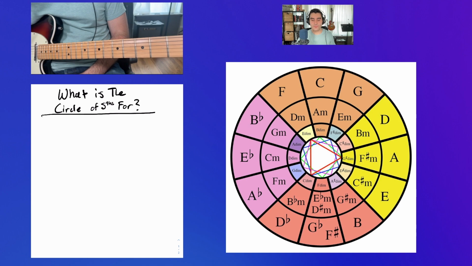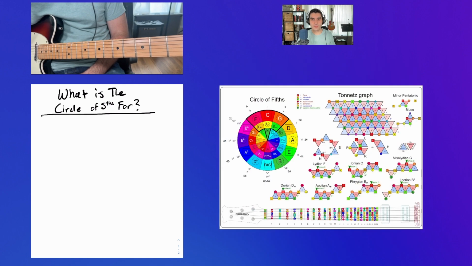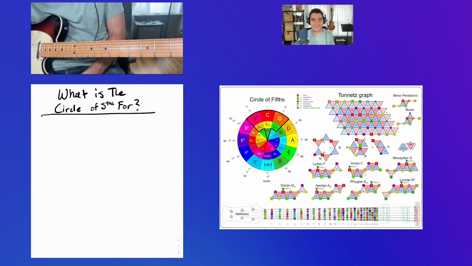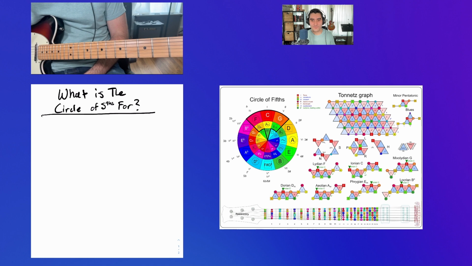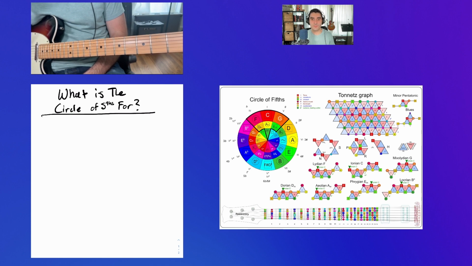Let's look at another version of the circle of fifths. Let's see if it'll be a little more helpful. Oh my God, what is this? So we've got the circle of fifths, and then this thing called, I guess, a Tonnetz graph. I'm not sure exactly how to pronounce that, but okay. Still not totally sure how this is going to help me play guitar better or play better solos. It looks even more complicated than the first one we looked at.